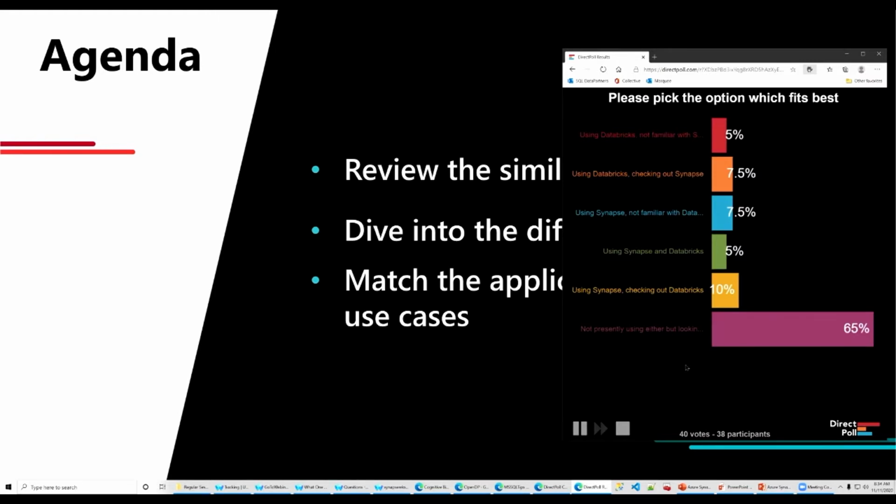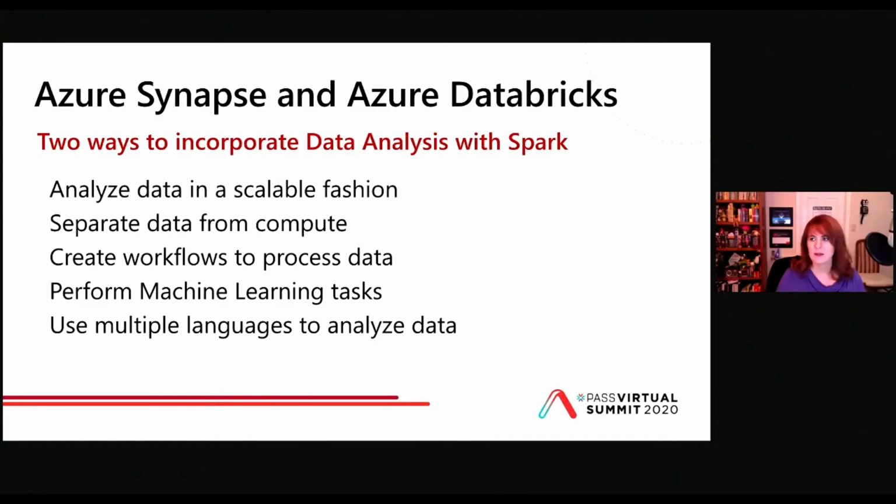All right, so let's talk about the two of them, Azure Databricks and Azure Synapse. They were both designed to be cloud scalable solutions for analyzing and processing Apache Spark clusters or compute.